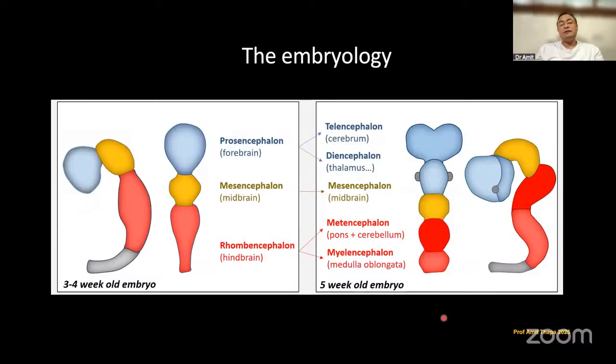So if you see embryologically, both pons and cerebellum are derived from the rhombencephalon, and they are basically part and parcel of each other. And that's why when we see anatomically, the cerebellar hemispheres are actually wound around the pons.